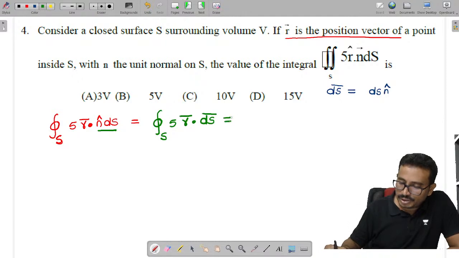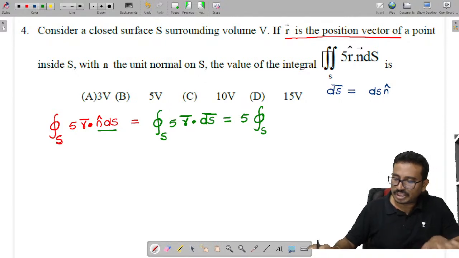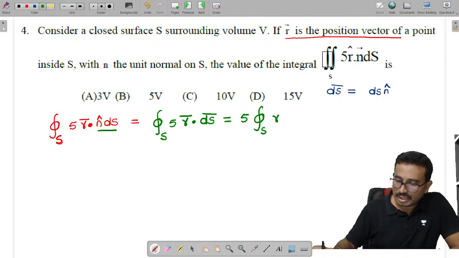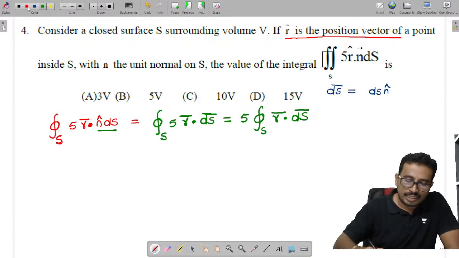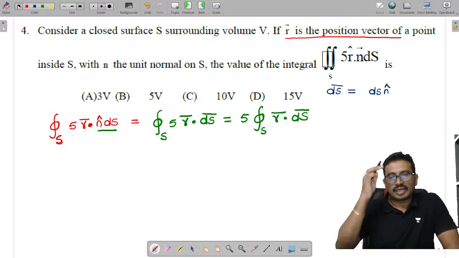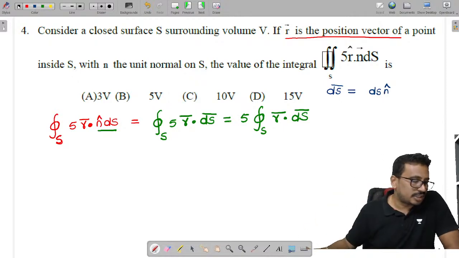Now here, this 5 is a constant, take it outside, and then the closed surface integration of r bar dot ds bar. Here r bar is a vector quantity, right? Can we apply the closed surface integral? Can I convert it into a volume integration by using the divergence theorem?